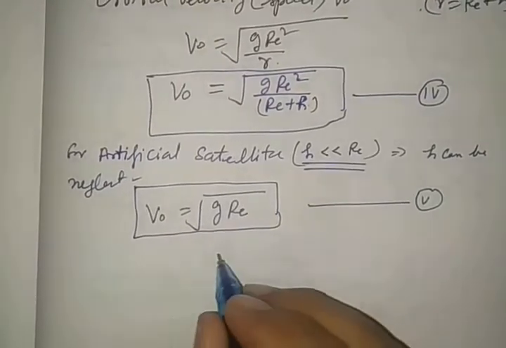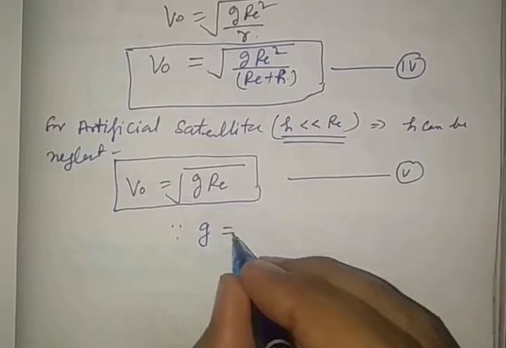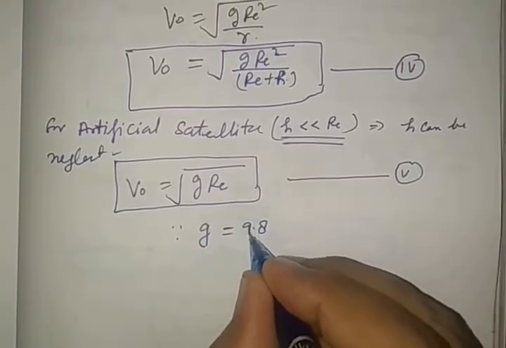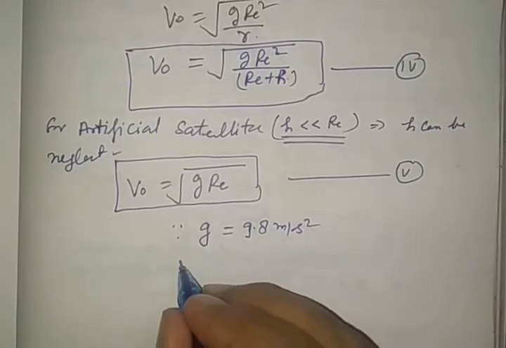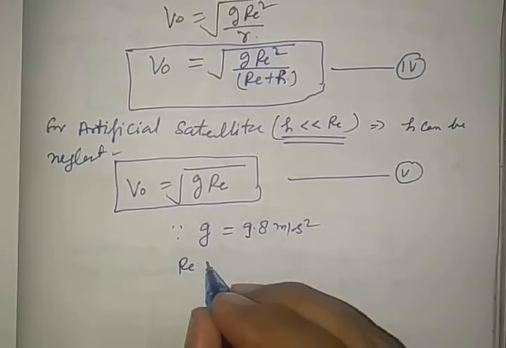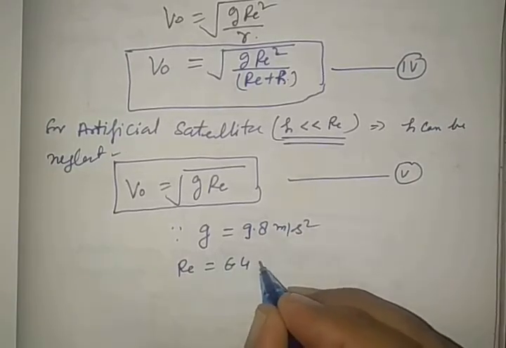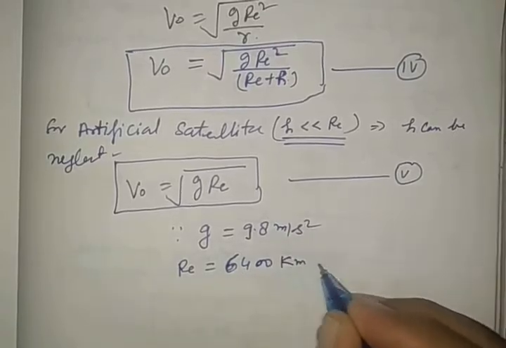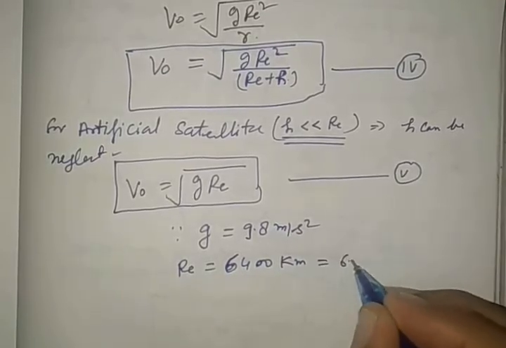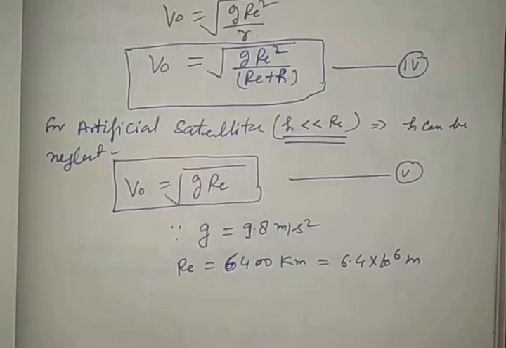Since we know that acceleration due to gravity is equal to 9.8 meter per second square and the radius of Earth RE is equal to 6,400 kilometer, it can be represented as 6.4 into 10 to the power 6 meter.